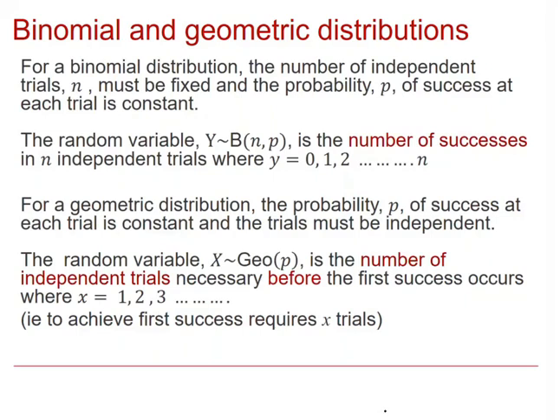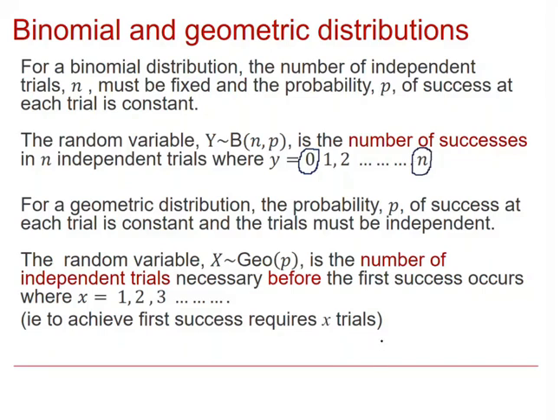If we just consider the binomial and geometric distributions, in the binomial distribution you have been used to the fact that there are a fixed number n of independent trials and a constant probability p of success at each trial. And if y is the number of successes in n independent trials, y follows a binomial distribution with parameters n and p, and the possible outcomes are y equals 0 up to a maximum of y equals n.